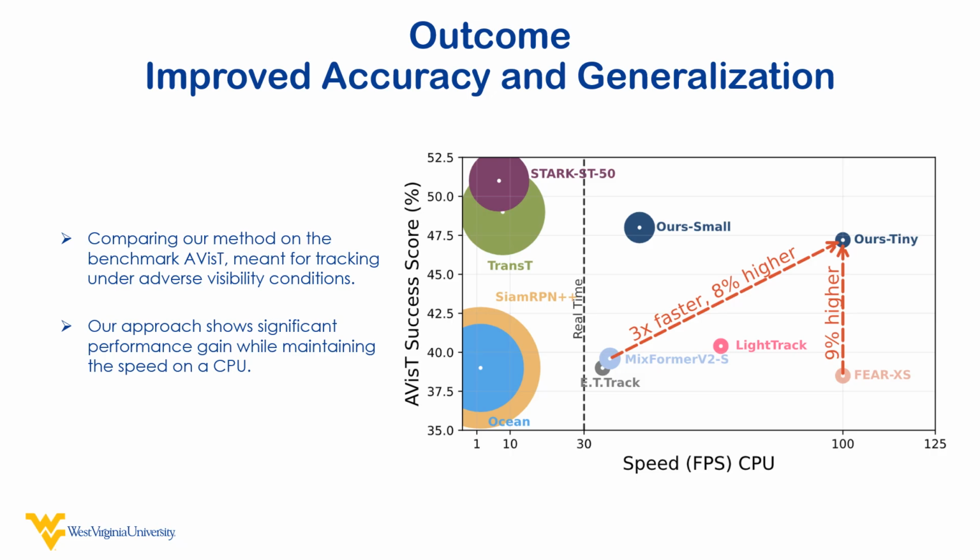In this figure, we show a comparison on an out-of-distribution dataset, AVisT, meant for tracking under adverse visibility conditions. We show significant improvement over MixFormerV2-S and FEAR in terms of both speed and accuracy. Our tiny model is 3 times faster than MixFormerV2-S with around 8% increase in accuracy, while also outperforming FEAR XS by 9%. Please refer to the paper for detailed comparisons on other benchmarks.